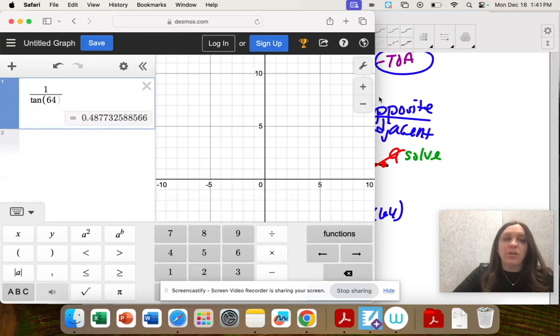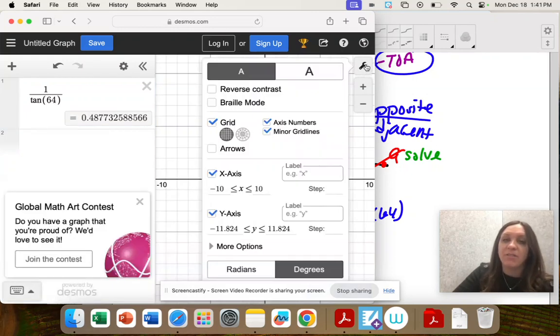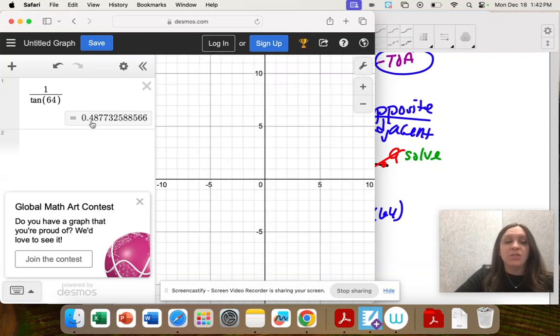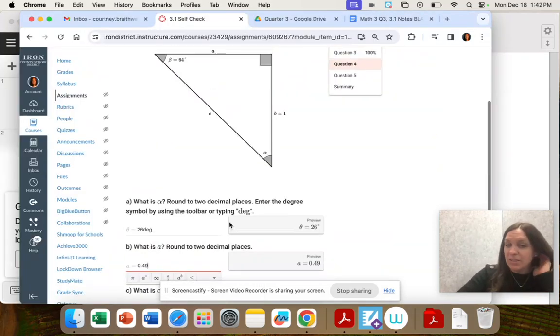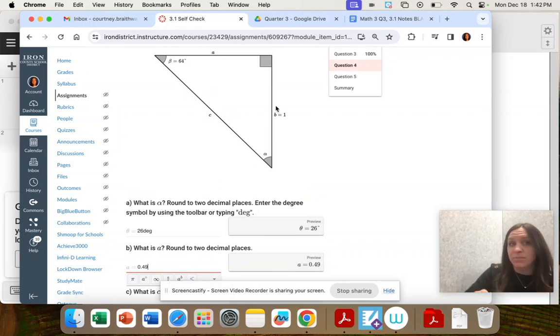Then just remember, you need to have your graph settings in degrees, not radians. See how close those are? But they're different. We are working with degrees right now. So rounded to 2 decimal places is 0.49. Which makes sense. This side is 1. So we're going to have some small numbers here.